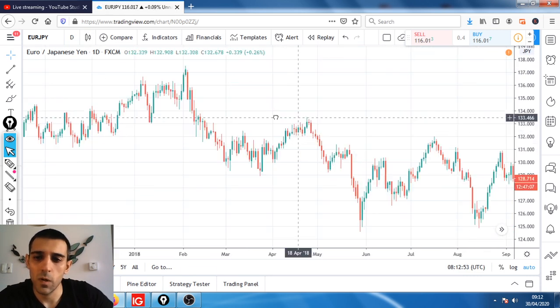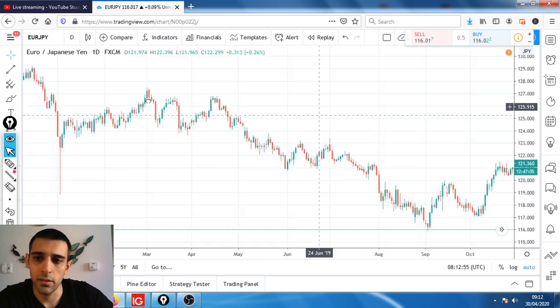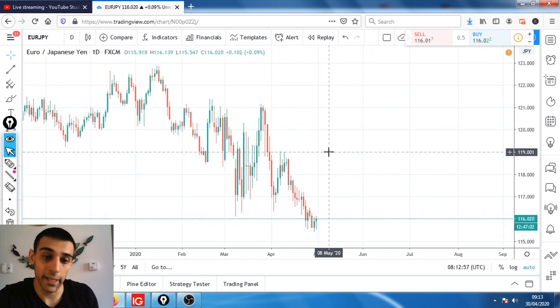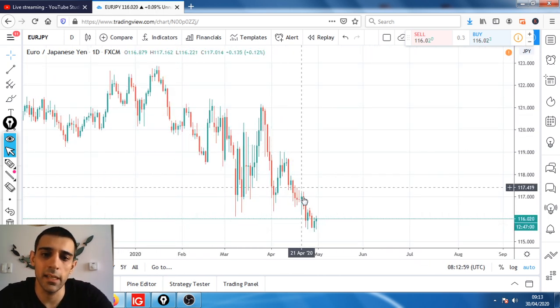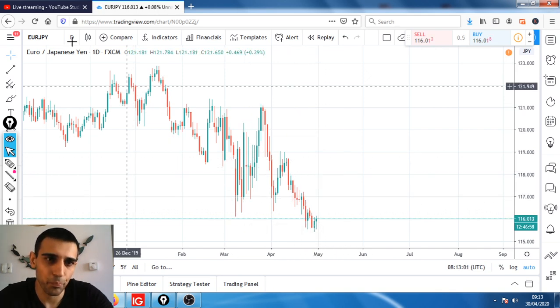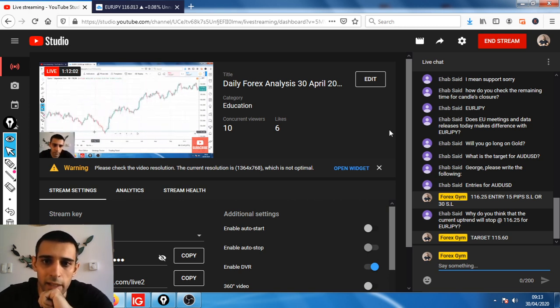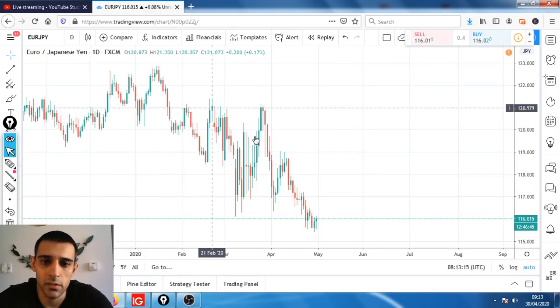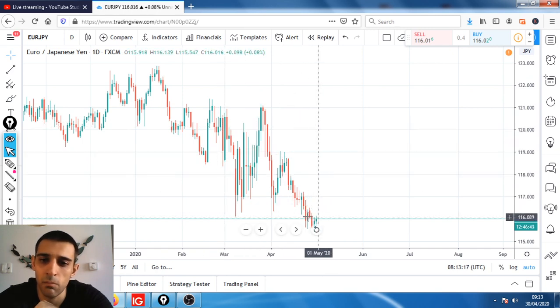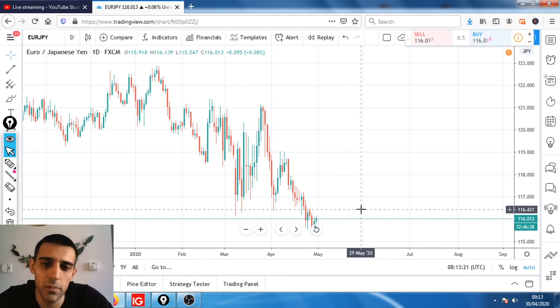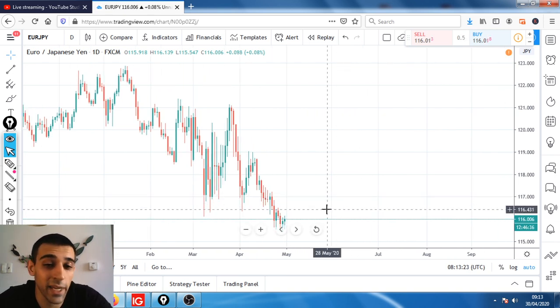The target is 115.60. I do admit I do not like the euro Japanese yen that much. I would not really recommend taking on that euro against Japanese yen, just because it doesn't look that good. The structure of the candles and all that, the trend is downside, so it can be justified. The risk reward is okay.